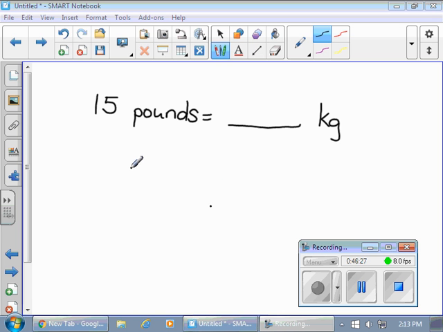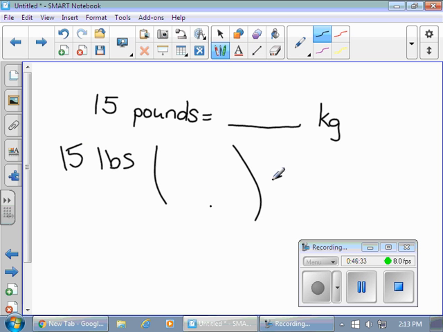Okay, what is the fraction that I'm going to use when I multiply 15 pounds by something to end up with kilograms? What's that fraction going to look like, Dante? 1 what? Over 2 pounds. Okay, now what am I going to do, Rachel? Okay.